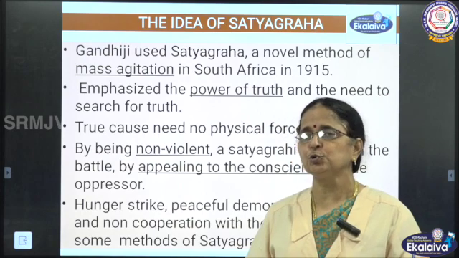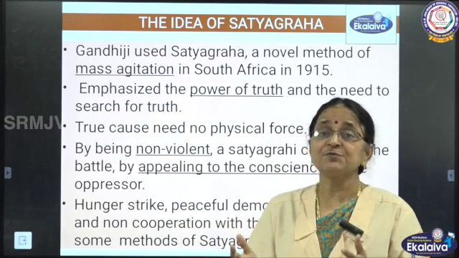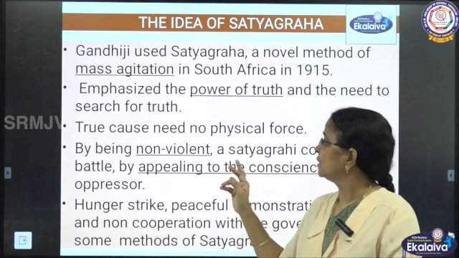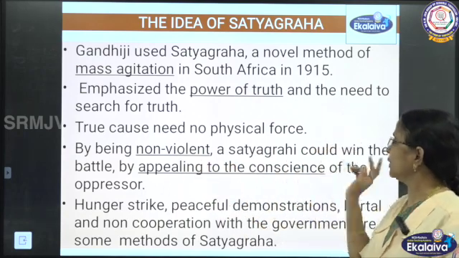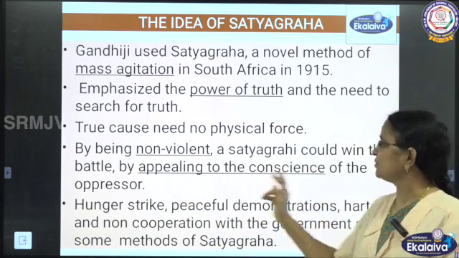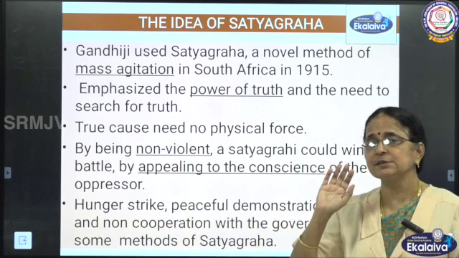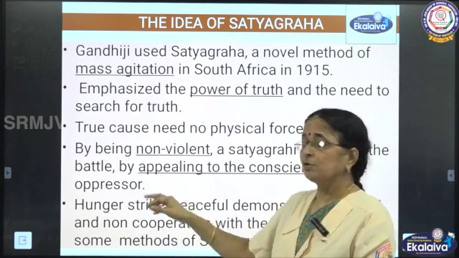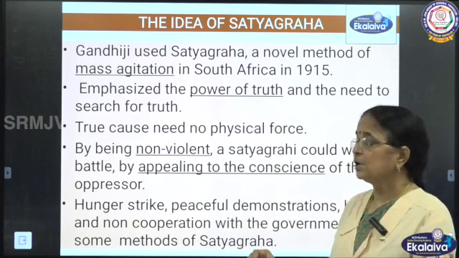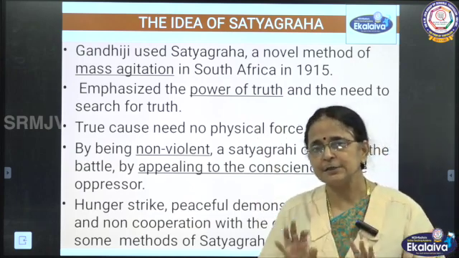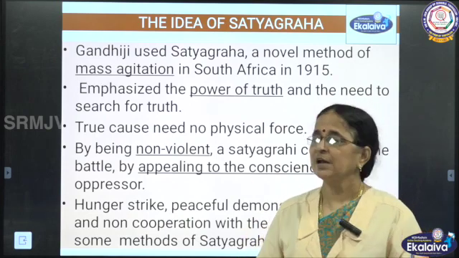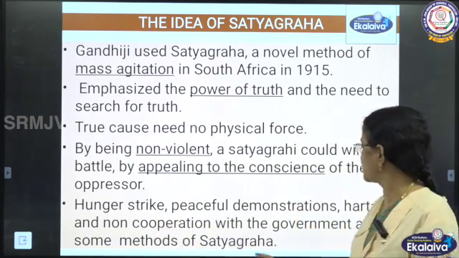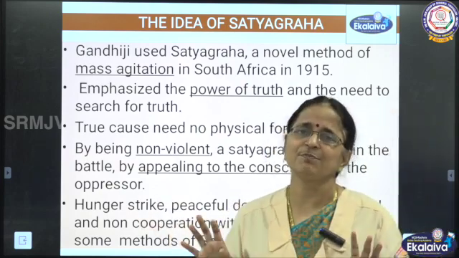By speaking only the truth, we can make the oppressor search for the truth. True cause needs no physical force. By being non-violent, a Satyagrahi could win the battle by appealing to the conscience of the oppressor. Now, the oppressor here is the British government, British officials. They were oppressing us Indians. So, we have to appeal to the conscience of the Britishers by being non-violent and by speaking only the truth, we can make them search for the truth in us, in our cause, in our battle. Hunger strike, peaceful demonstrations, hartal and non-cooperation with the government are some of the methods of this sort of mass agitation.